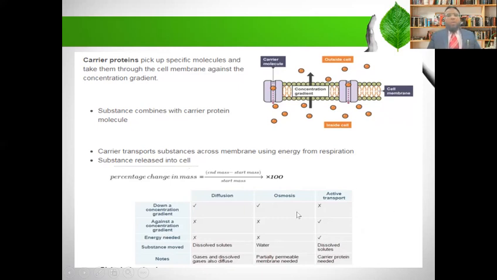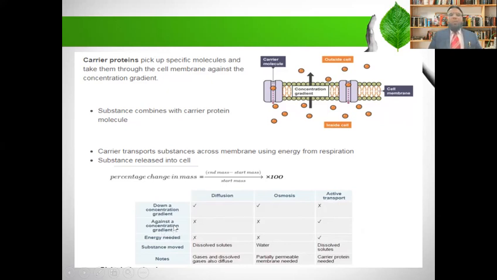So here you can also see the tabular form. See diffusion, osmosis, and active transport. What is the difference? See, down a concentration gradient: this is diffusion and osmosis, because in both there is one similarity, that molecules move from high concentration to lower concentration. But in active transport, here you see a cross, which means there is a movement of molecules from lower concentration to higher concentration.